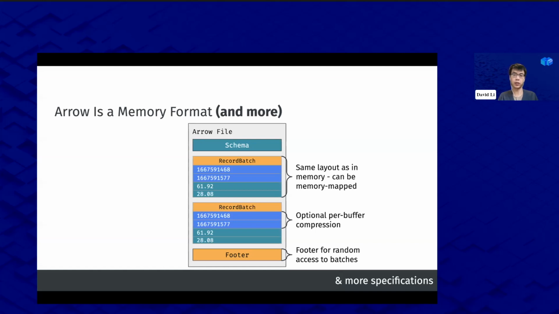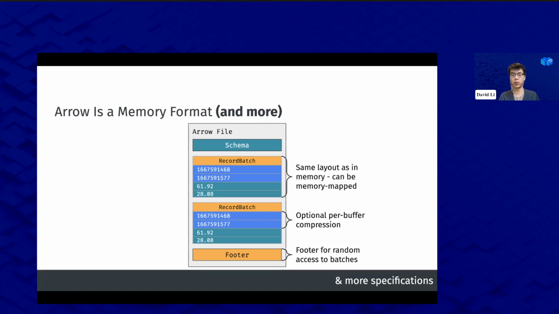And just to go through that quickly, the Arrow file format is a binary format. Its key feature is that the layout of data on disk is essentially the same as the layout of data in memory. That way, you can just memory map an Arrow file and start working with the data, which makes it easier to work with larger than memory data.